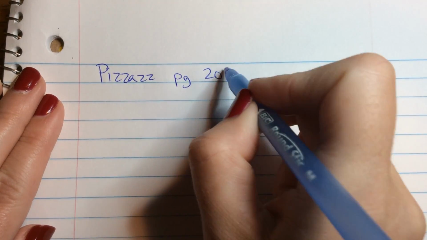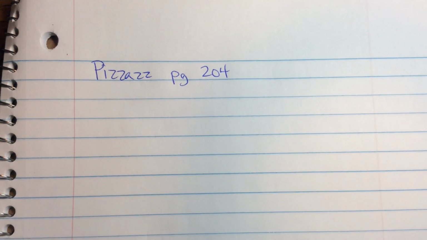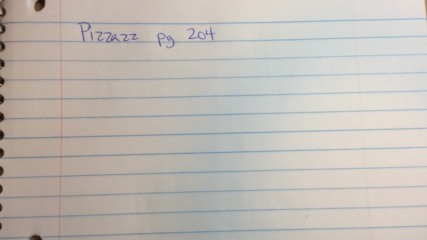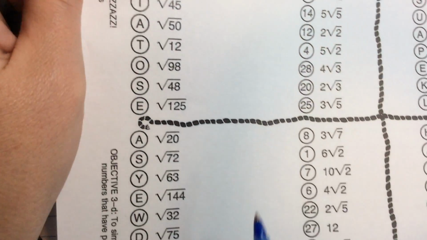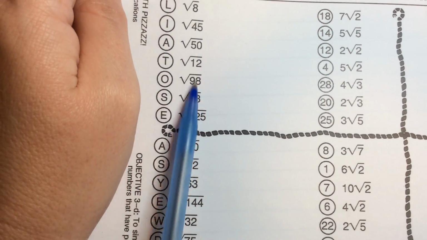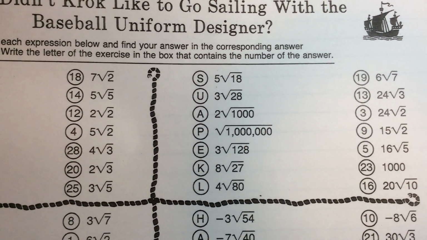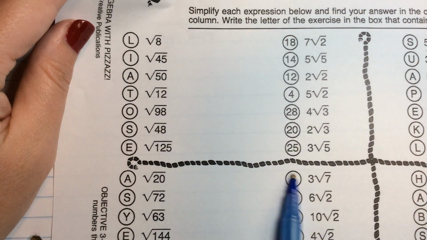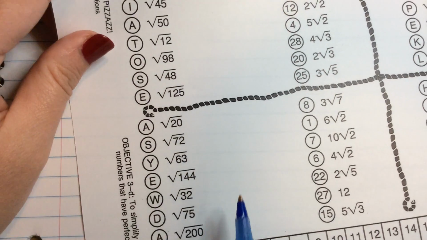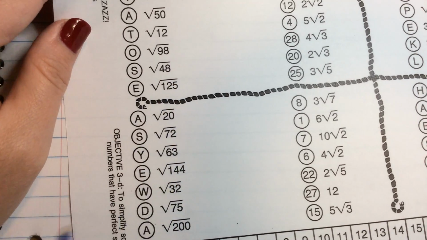Alright, this video is on Pizzazz page 204. And we're going to work out two from each block. Well, we're only going to do the left side probably today because we need to take more notes to be able to know how to do the others. So we're only focused on the left-hand side today. So let's do two from each block together.